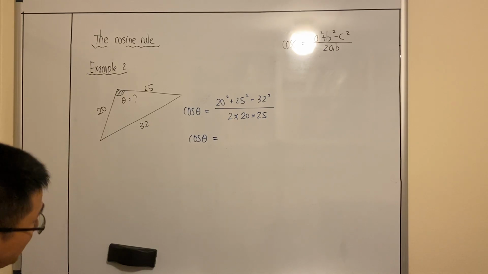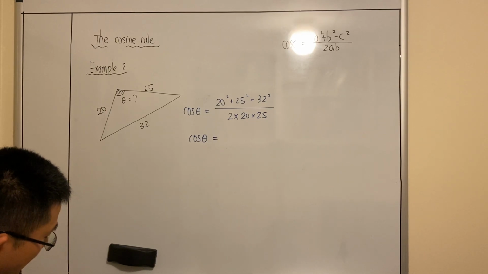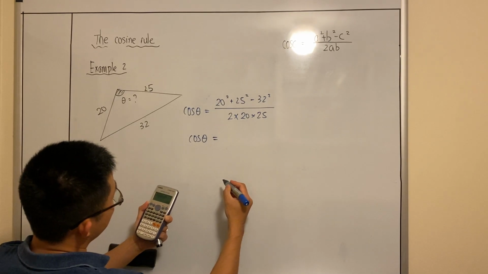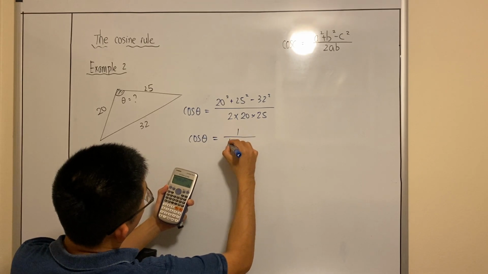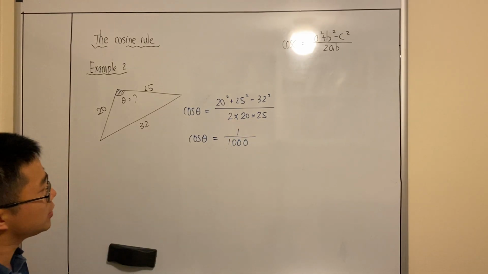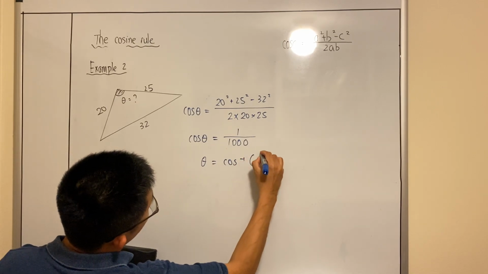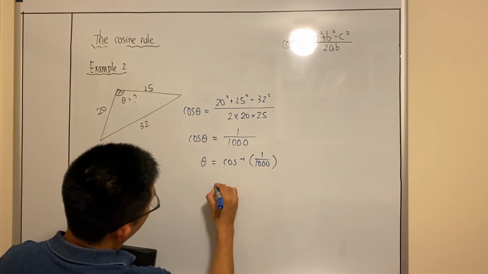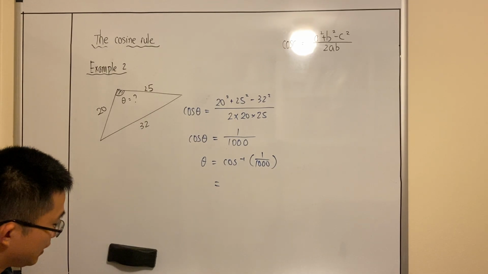So 20 squared plus 25 squared minus 32 squared, divided by 2 times 25 times 20. All right, that's a very nice number here. That's 1 over 1,000. Pretty good. And then all you can do is that theta is equal to cosine inverse of 1 over 1,000, and you should be able to work out the angle in between.